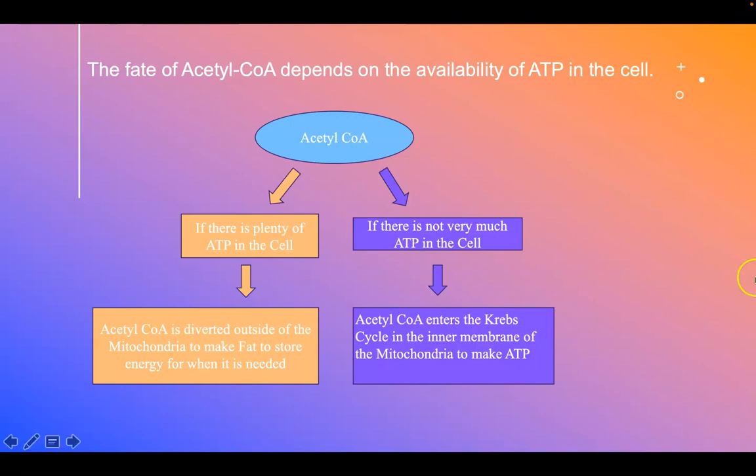The fate of acetyl-CoA depends on the availability of ATP in the cell. So once pyruvate is turned into acetyl-CoA, if there's plenty of ATP in the cell and we don't really need energy, then we are going to store it so that we can use it later. So if we have plenty of ATP, acetyl-CoA is going to be diverted outside of the mitochondria to the fat synthesis process to make fat so that we can store that energy for when it is needed. But if there's not very much ATP in the cell, acetyl-CoA enters the Krebs cycle in the inner membrane of the mitochondria to make ATP.